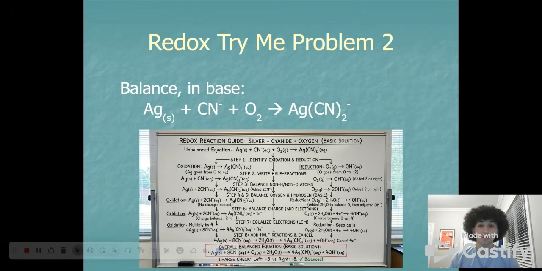Checking the charges, on the left we have 8 times negative 1, which gives us negative 8. And on the right we have 4 times negative 1 plus 4 times negative 1 again equals negative 8. So our last problem is balanced. And with that being said, that's a wrap on chapter 1.